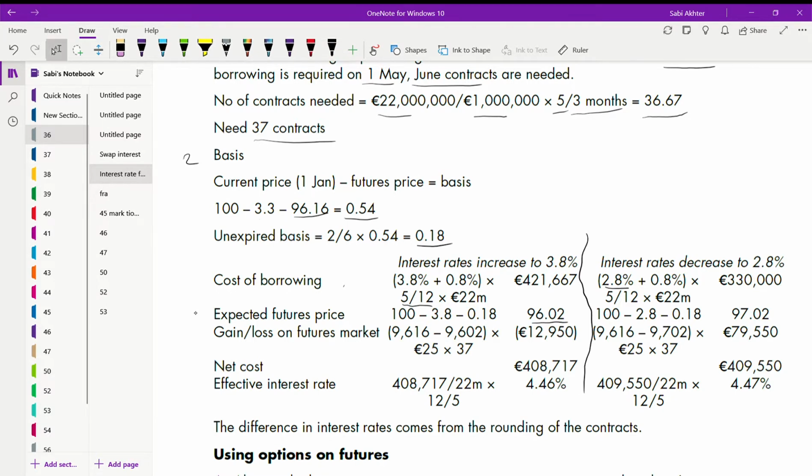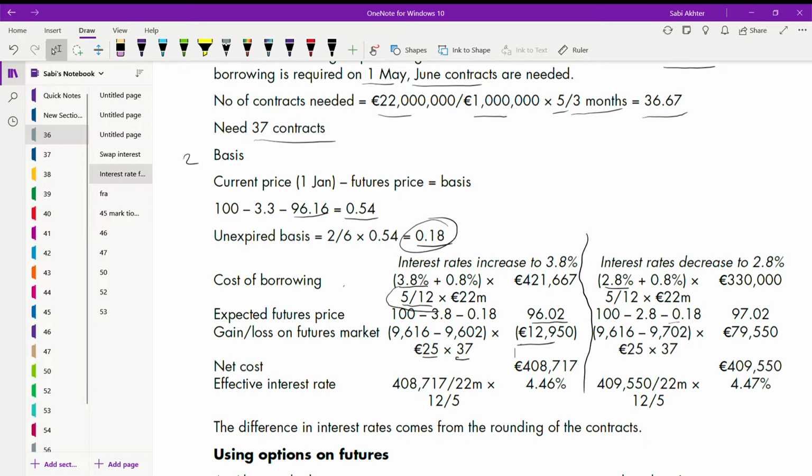So the closing future price is 100 minus this one. Don't add 0.8 to that, just 3.8 minus 0.18, because your unexpired basis is 0.18. Same for here, and you're getting 96 and 97.02. Now the gain or loss. So this is not 9,616, this is 96.16, and this is 96.02, into 25 into 37, because for 37 contracts, 25 you have to hedge. So this is your loss.